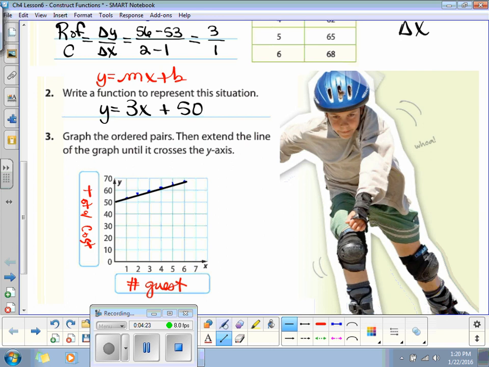Where does it cross the y-axis? At 50, right? This line goes on forever, theoretically. Here, the line crosses the y-axis at 50. What's my y-intercept? What's my initial value? 50. That's how much they charge to begin with, and then they add on a charge for every person. So that 50 where it crosses the y-axis is also my initial charge. Got it?